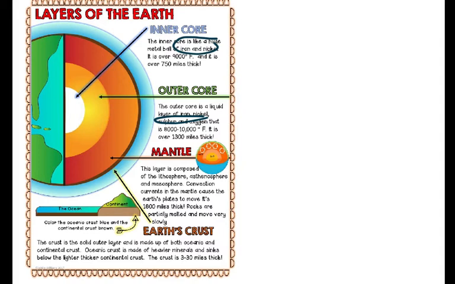The crust is different because it's solid. There are 2 kinds of crust. There's continental crust and there's oceanic crust. That's the thinnest layer. It's like the shell of an egg.